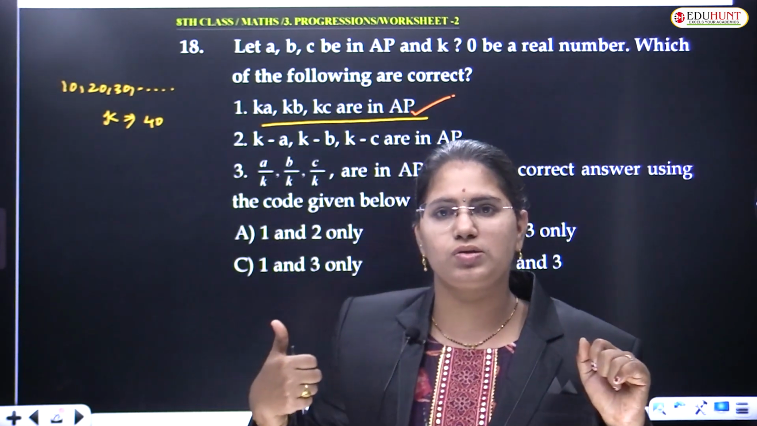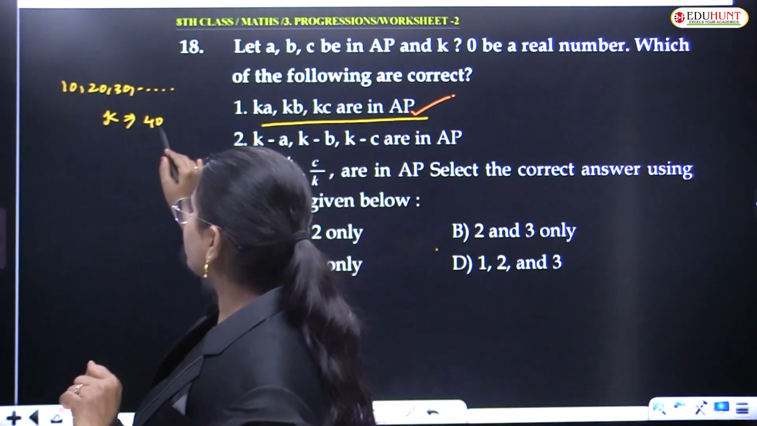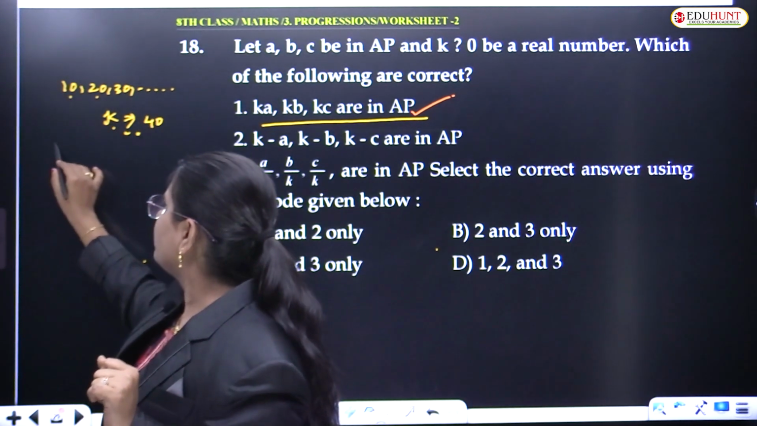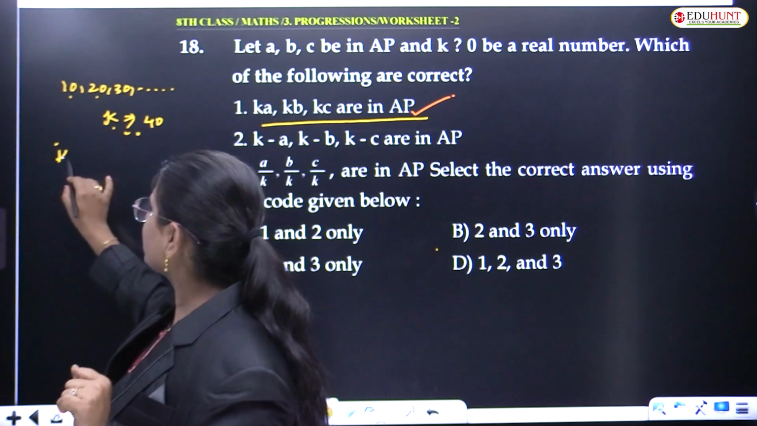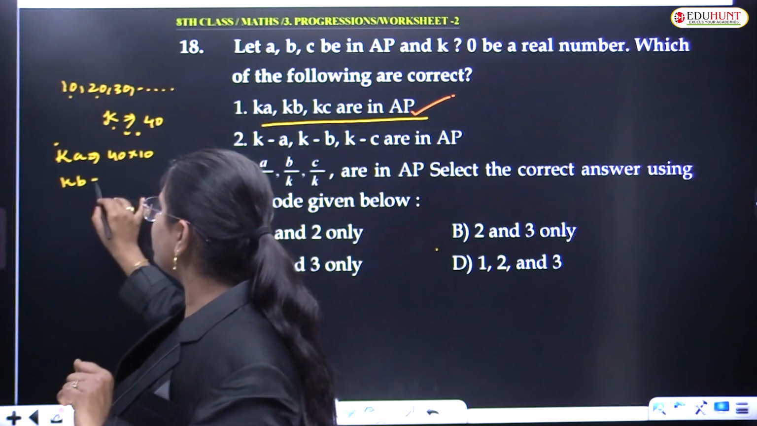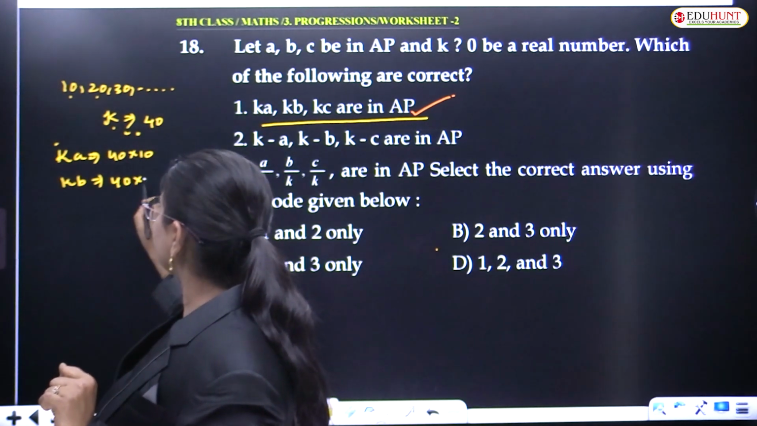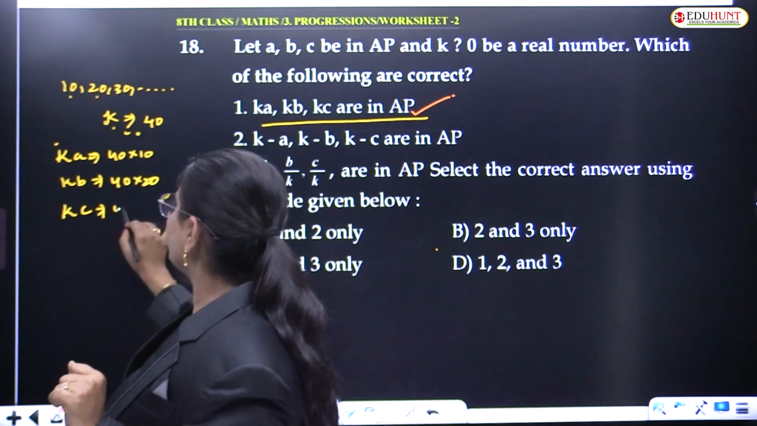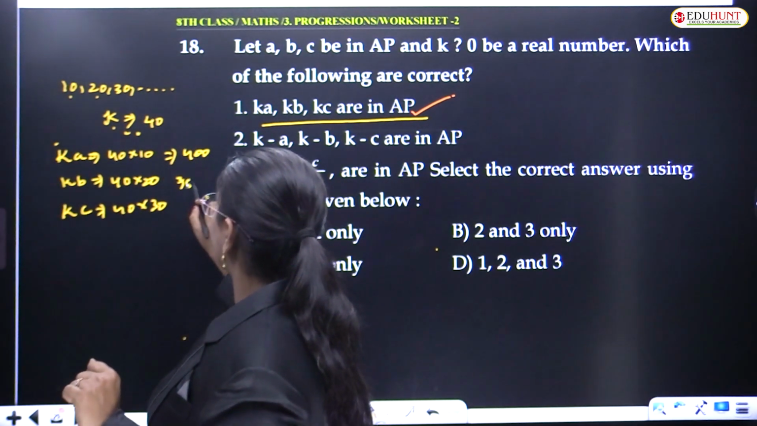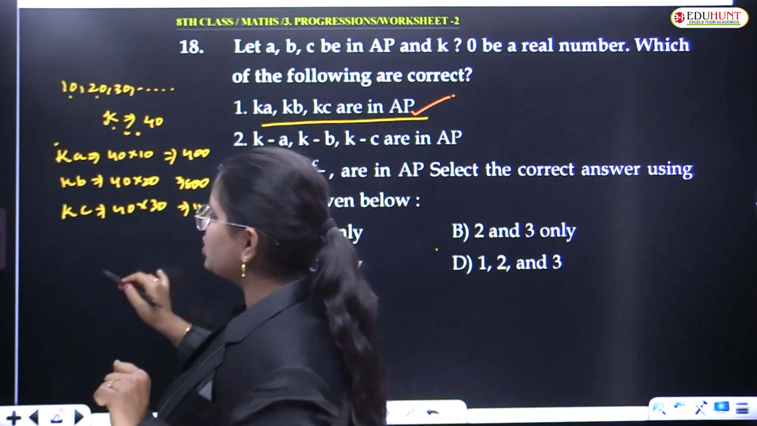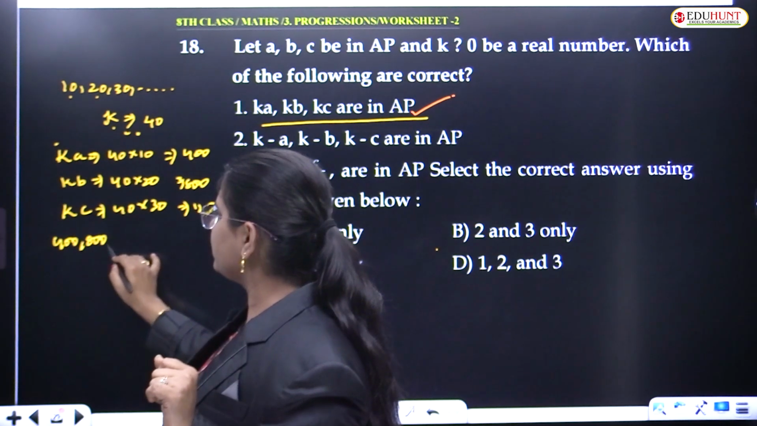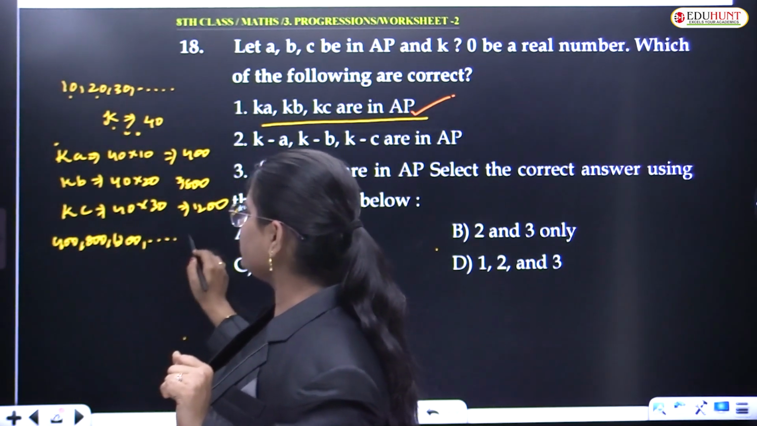Let us elaborate this. KA means K into A, K into B, K into C. So KA will become 40 into 10, KB will become 40 into 20, and KC will become 40 into 30. So what is this? 400, 800, 1200. If I arrange these terms, I get 400, 800, 1200 and so on.